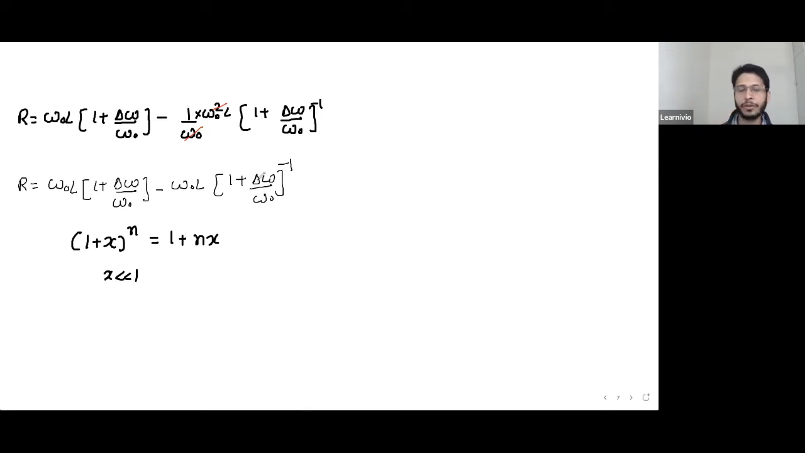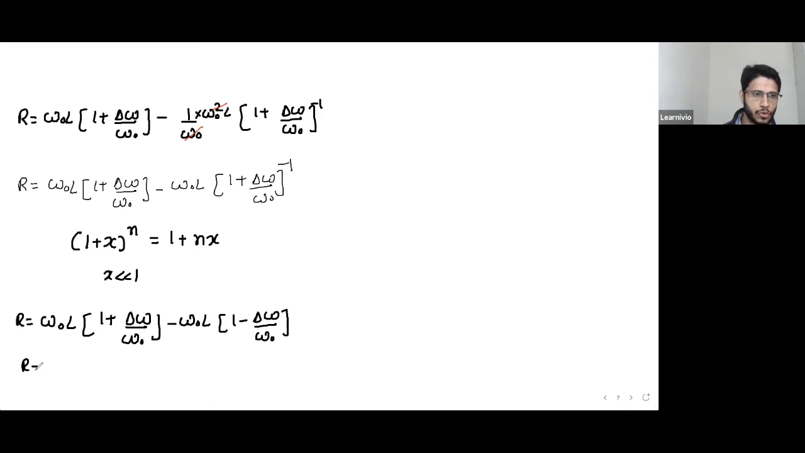Omega naught is large angular frequency. This is less than 1, and this is n. So if I expand this using binomial expansion, I'm left with omega naught L times 1 plus delta omega by omega naught, minus omega naught L times 1 minus delta omega by omega naught. So you can take omega naught L as common. This is left with delta omega by omega naught minus 1 plus delta omega by omega. So this 1 will cancel this 1.